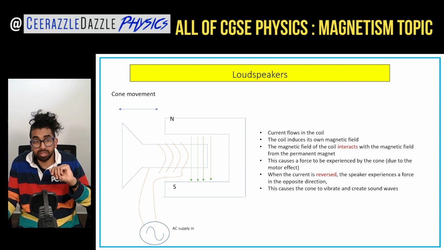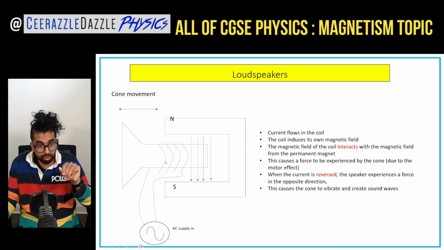Loudspeakers. How do loudspeakers work? Right, so this is quite tricky the first time you look at it. First of all, there is a bar magnet over here, north and south going around, and we have a speaker cone in between. There are coils wrapped around the speaker cone. So what we're going to do is this. You're going to pass current through the coil.